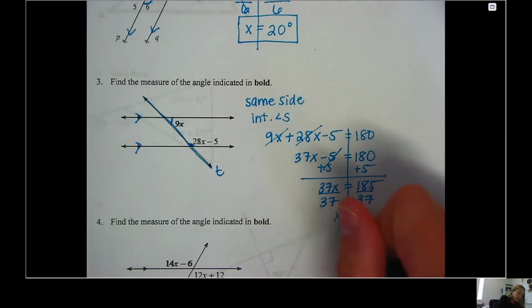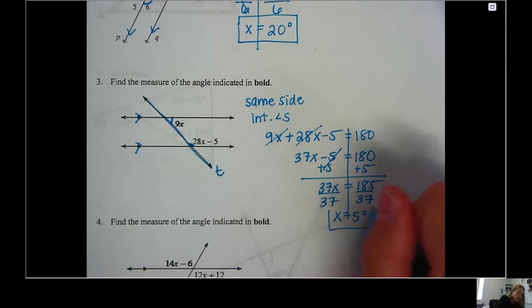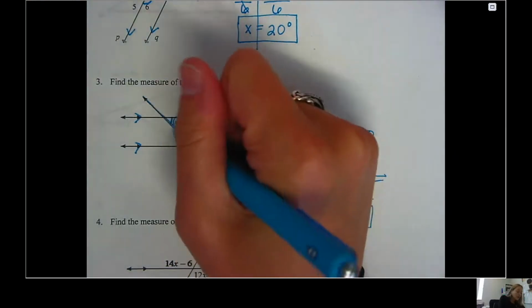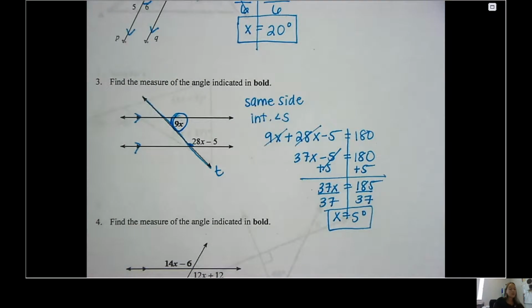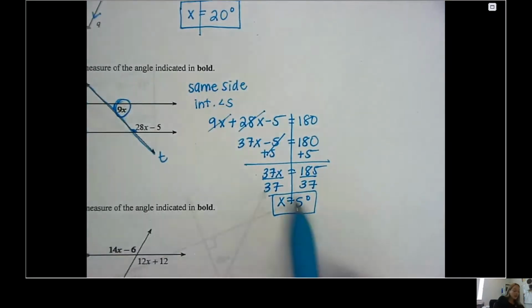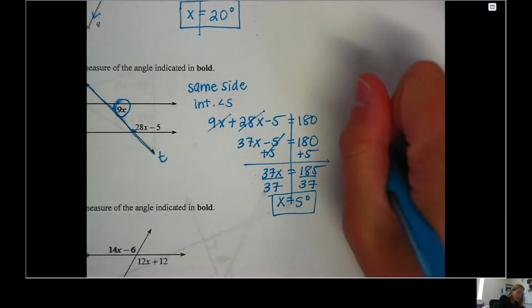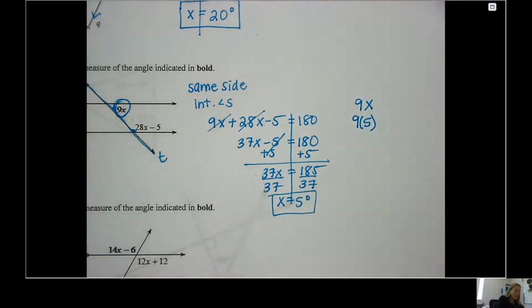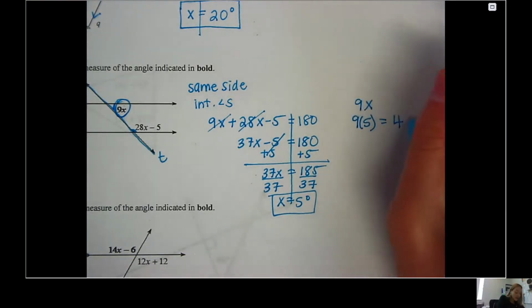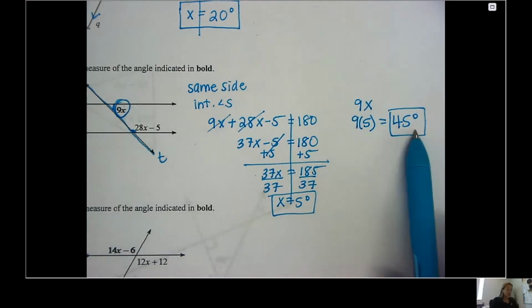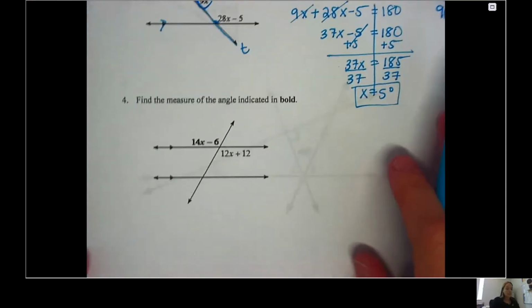I get x equals 5 degrees, which is fantastic, but it asks me to find the measure of the angle indicated in bold. So I need to know what this angle is, so I need to substitute my value of x into this equation. So instead of the x, I'm going to put 9 times 5, and 9 times 5 gives me 45 degrees. So that angle right there is 45 degrees. Make sure you read the question, because if you just figure out what x is and you don't do this part, you're going to get the question wrong.